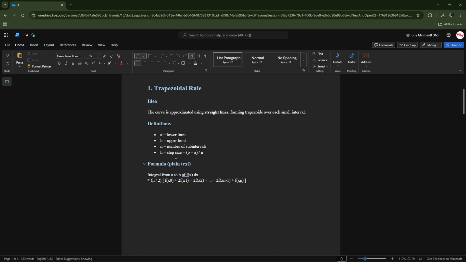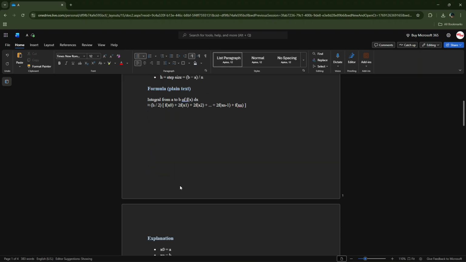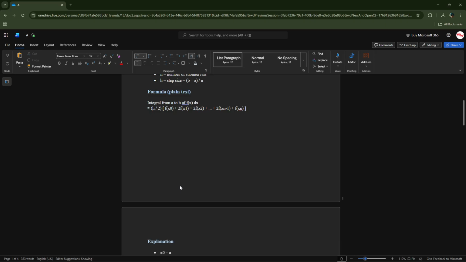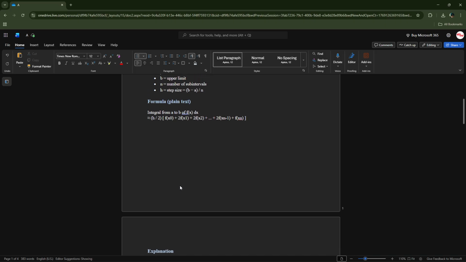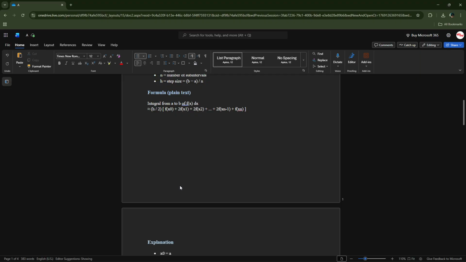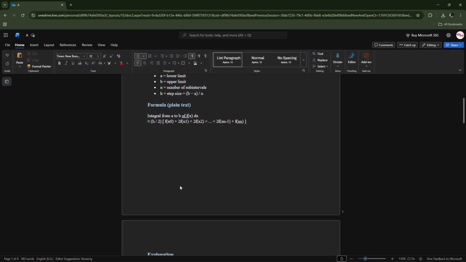In this method, the first and last function values are counted once. All middle values are counted twice. The rule is simple and easy to implement, but less accurate for curves with high curvature.